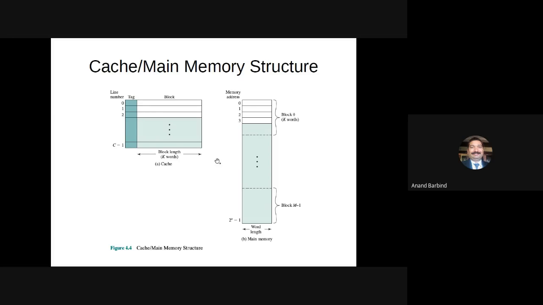How many blocks can be kept in the cache memory? That depends on how many lines there are. There are c lines, so the CPU can work with c blocks from the main memory. All these blocks are transferred to the cache memory. Now when you are transferring a block, this transfer is a memory-to-memory transfer.